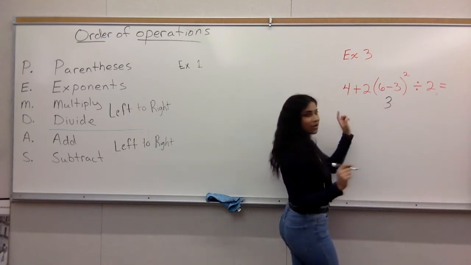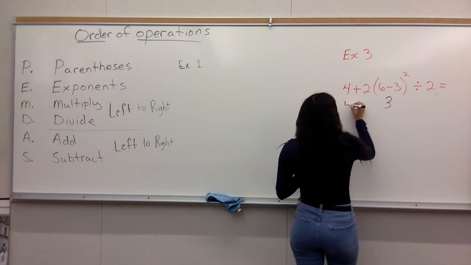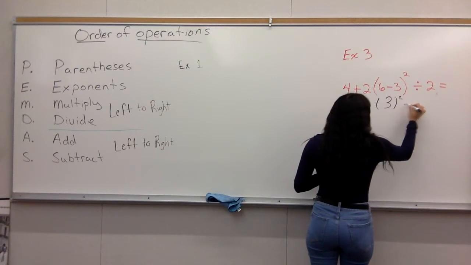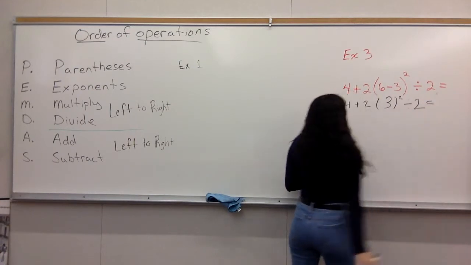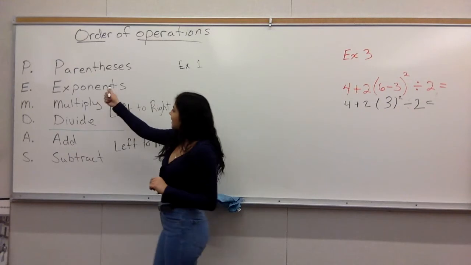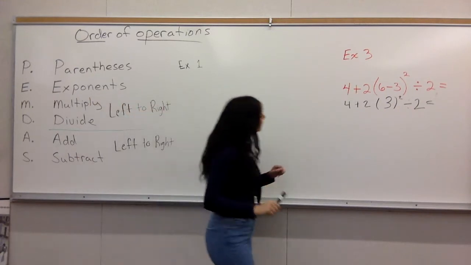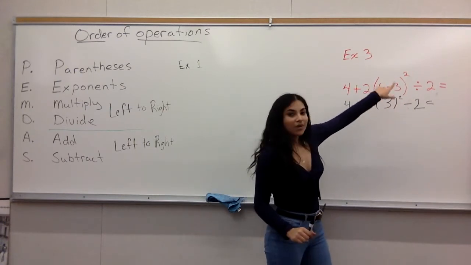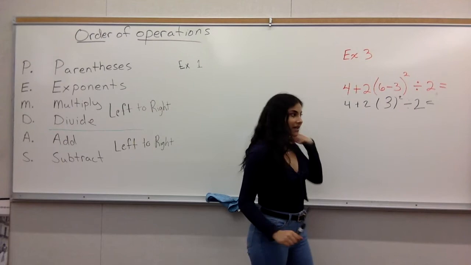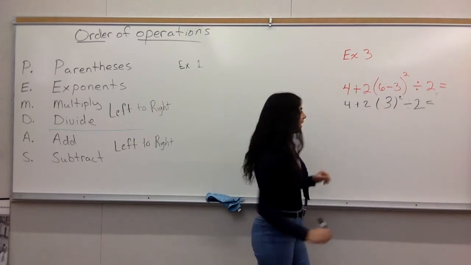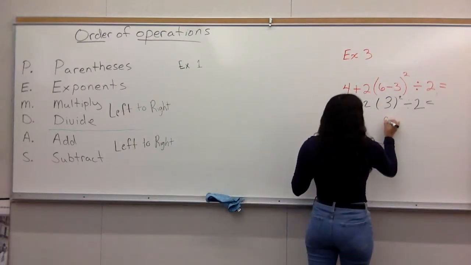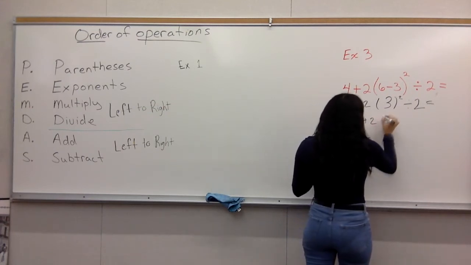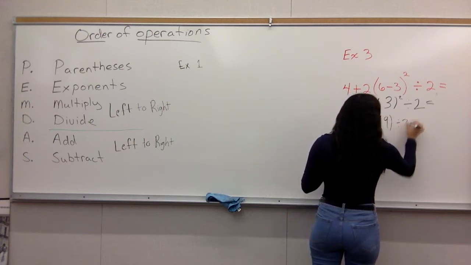Now, you can rewrite the problem as you go. Once you get better at it, you won't have to do that. But for right now, rewrite the problem. Okay, so we did the parentheses. Look back. What's next? Exponents. Look to see if you have any exponents. Yes, we do. Here's the 2. Now, 3 squared, or 3 to the second power, is not 6, because it's not 3 times 2, it's 3 times 3, which makes the answer 9. Again, rewrite everything. 4 plus 2, the 9 is in parentheses, divided by 2.